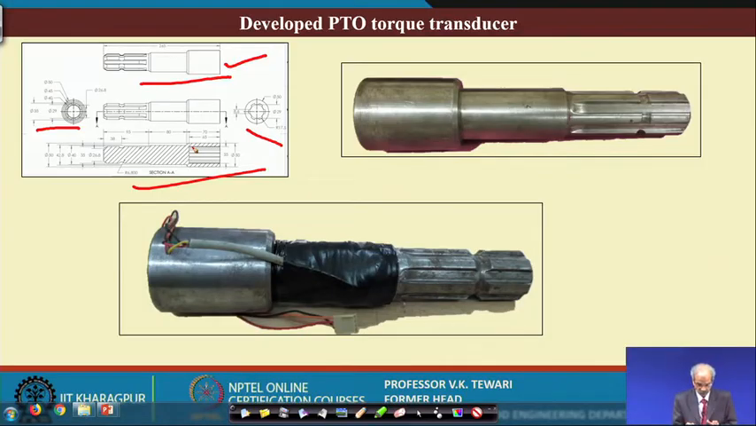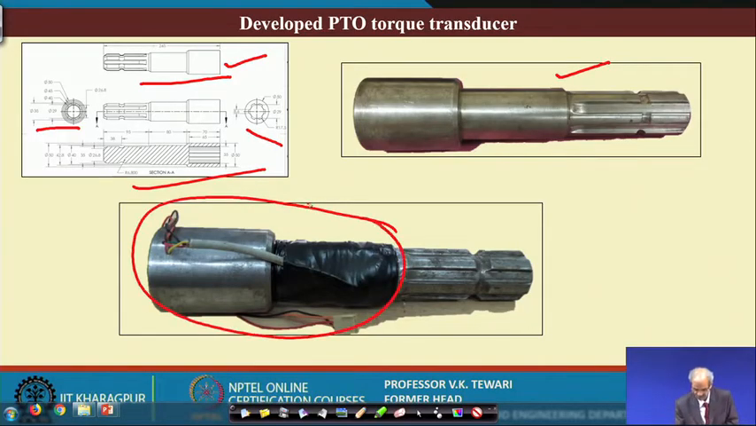So, using this you can see that this is the one which is designed, and this is the one where we have fitted the strain gauges. You can see the wires coming out over here, and this is the location where the strain gauges are fixed, and this is the one which is already available in the normal PTO, for use or for connection to the active implement or active device.